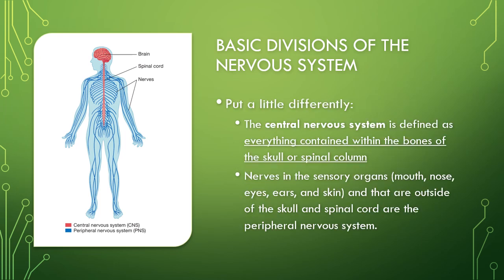The easiest way to remember this difference is that anything that is housed within the bones of your skull or within your spinal column is part of the central nervous system. And anything that falls outside of that bony structure that protects really the most important parts of our nervous system is considered the peripheral nervous system. So we have nerves that jump outside into, of course, our skin, but also to the eyes and other places like that, that would be considered part of the peripheral nervous system, at least in many of the cases.